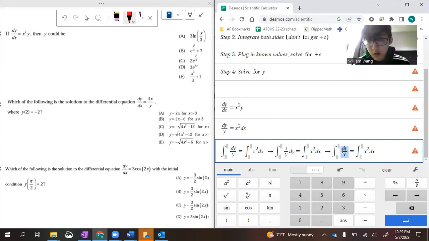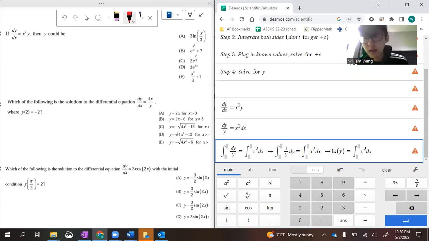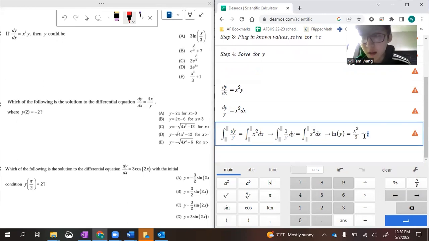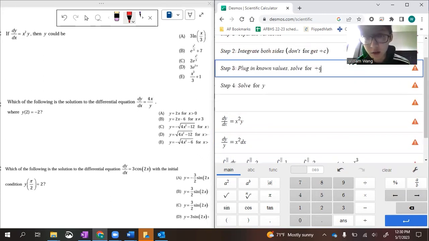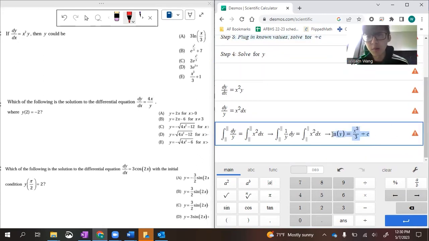Then I'm going to integrate both sides. So the integral of 1 over y is actually just ln of y, right? Think about 1 over y as the derivative. What will it be? The derivative of ln of y. Integral of x squared, this is where our anti-power rule comes into play. So it's x cubed over 3, then plus c. Right, okay, you always have to include the plus c on one side of the equation because there's a constant when you integrate. So that's my step 3, plug in. Oh, don't forget the plus c. All right, step 3, I'm going to plug in my known values and solve for plus c.